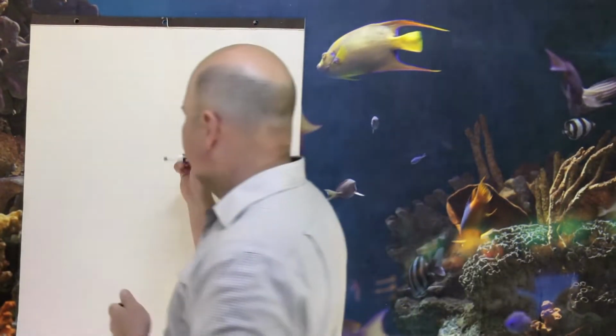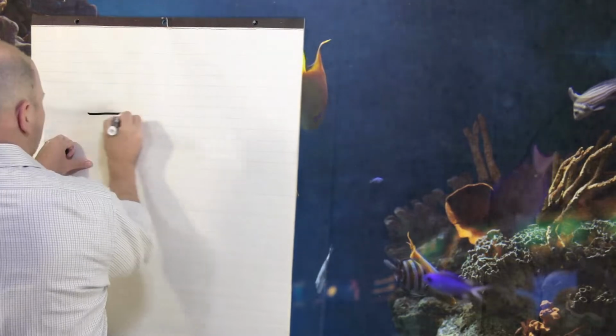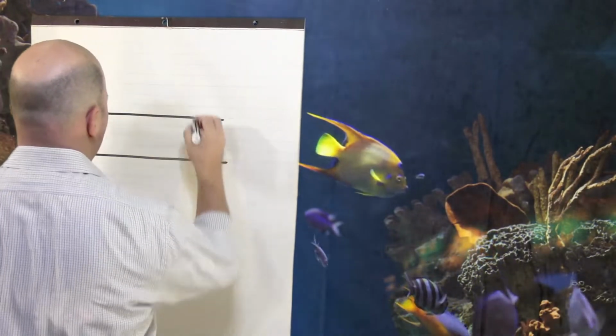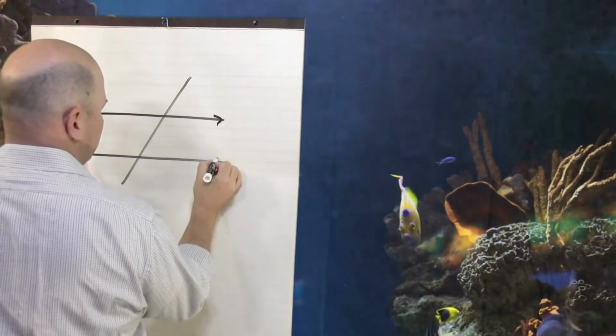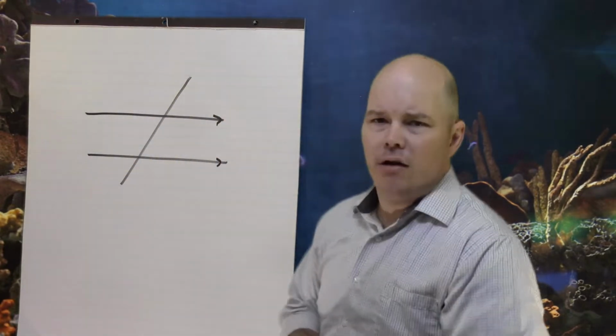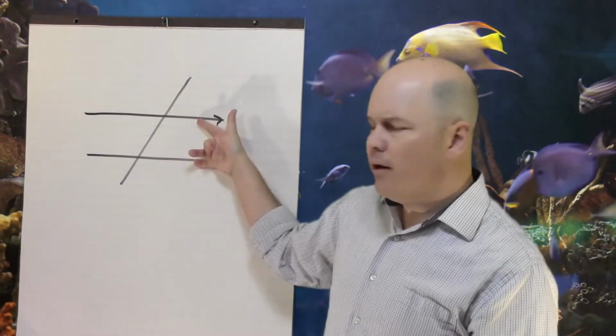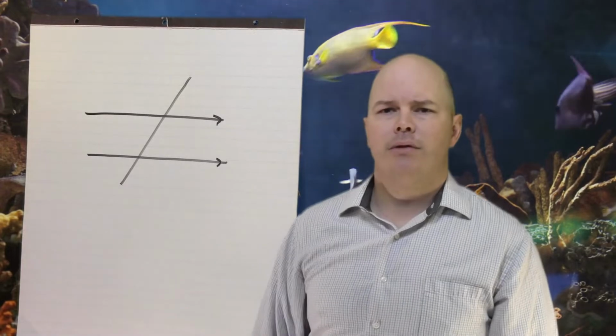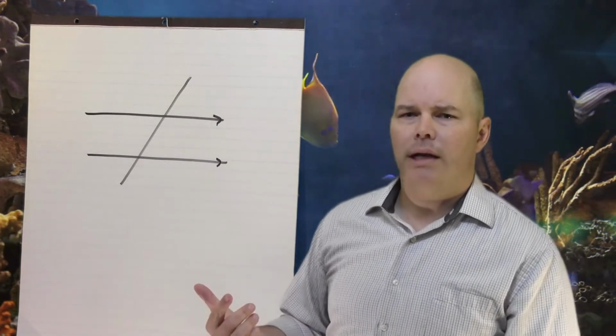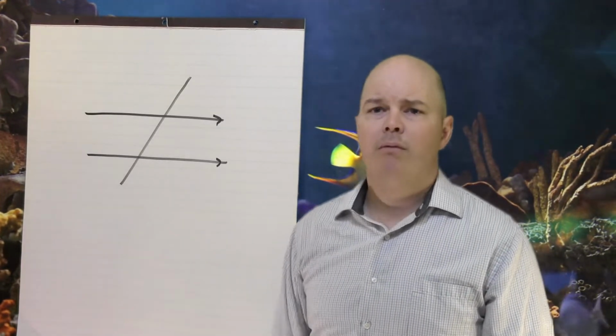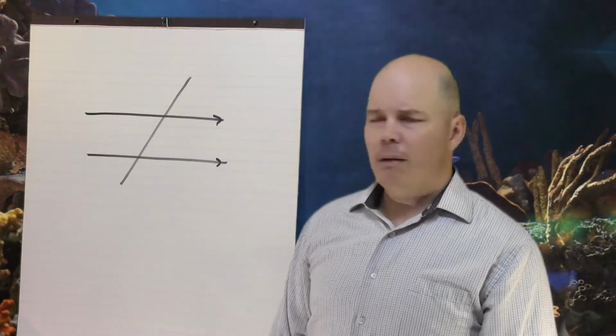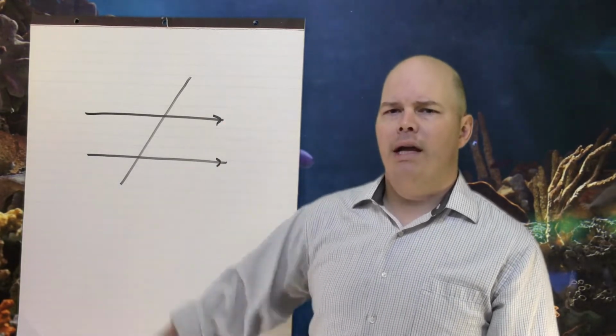We're going to draw one set here. Boom, boom. These little caret looking things tell me that they are parallel lines. So I have two parallel lines cut by a transversal. Okay, that's pretty exciting. No? Maybe? Okay, whatever.